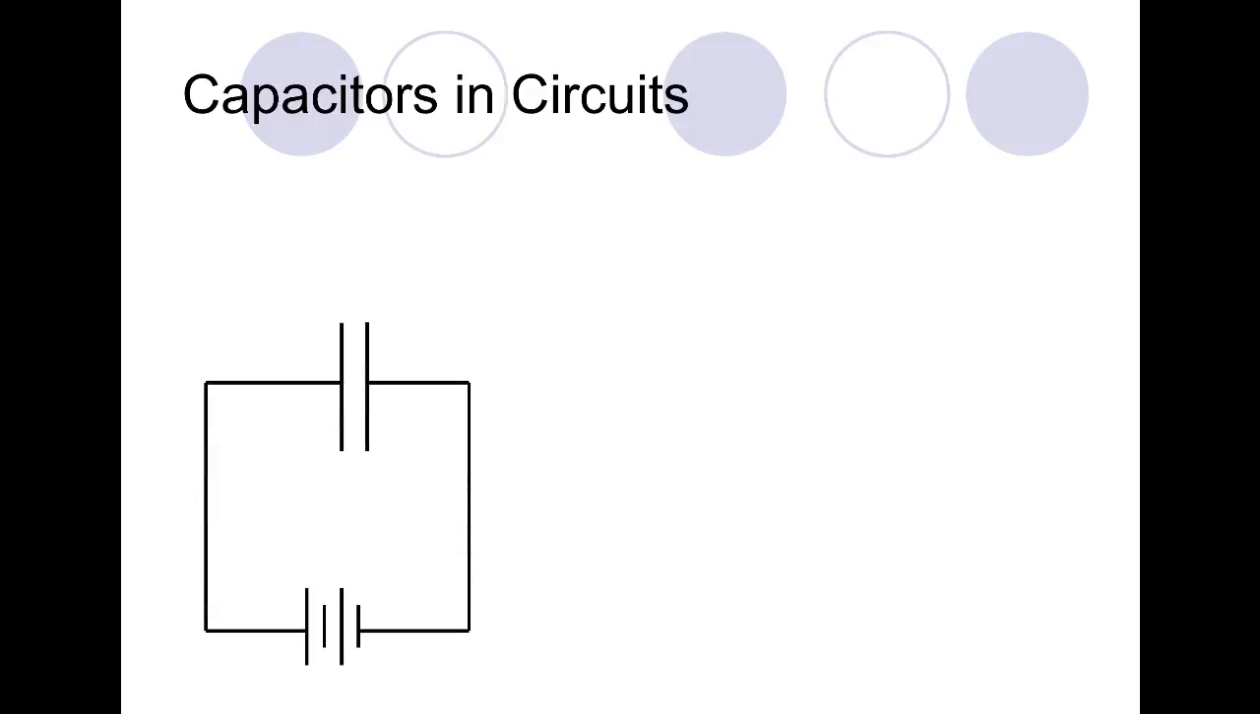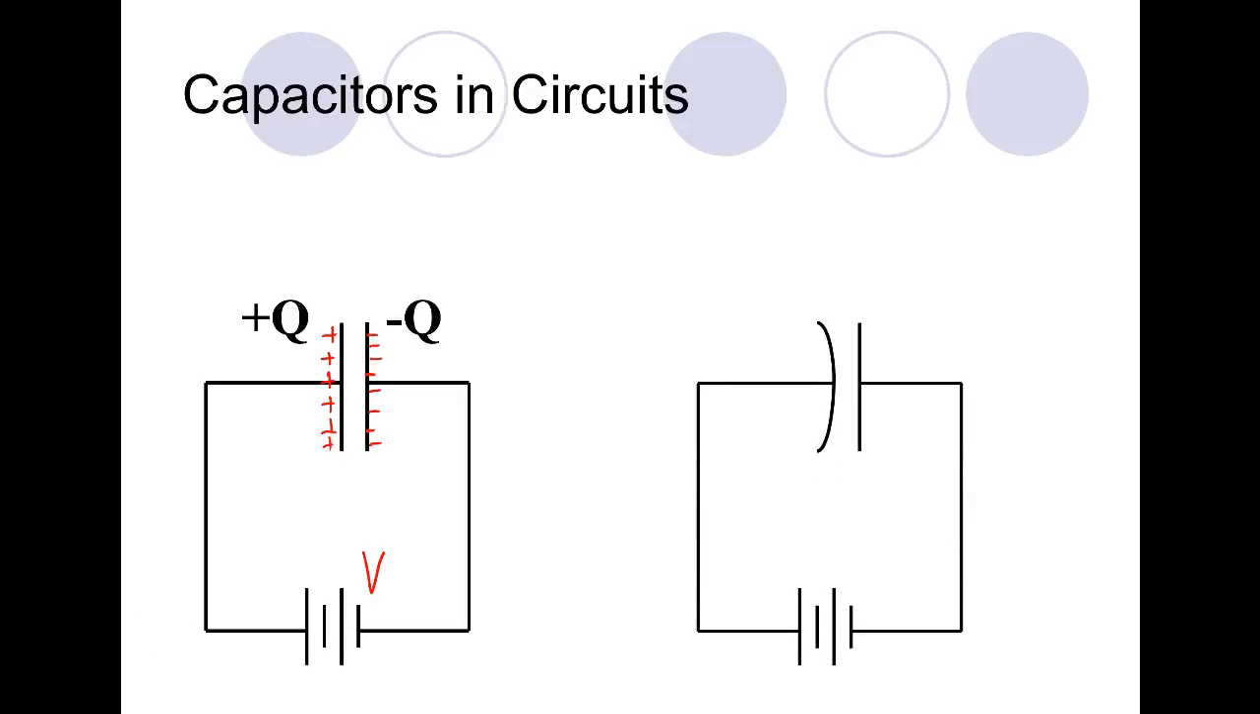So first, let's just think about what this circuit is going to look like. We're going to have a capacitor at the top, which is represented by those parallel plates, and at the bottom we have a voltage. The way that we think about this is that we have positive charge on one side and negative charge on the other. Another way that you sometimes see a capacitor is like this.